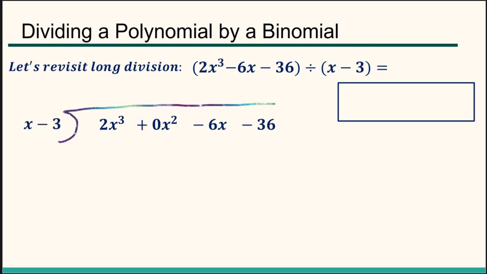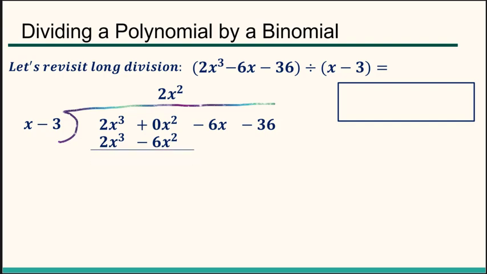I'm going to take x minus 3 and divide it into this 2x cubed minus 6x minus 36. First thing I need to do is look at x into 2x cubed. That's going to be 2x squared. I'll then multiply, and I'll get, whoops, let me change that to a 3. Okay, it's like magic. Then the minus 3 times that 2x squared will be minus 6x squared.